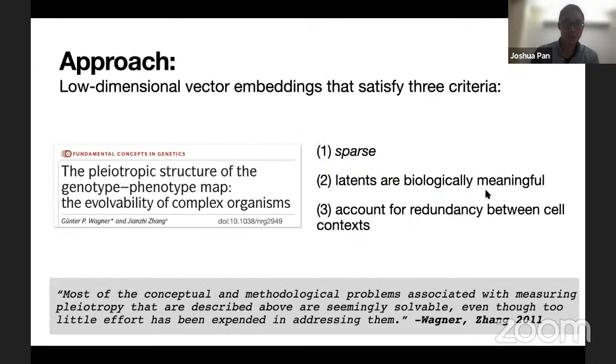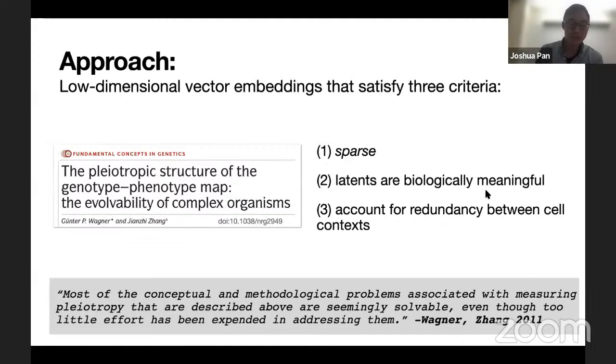So how about the approach? We probably want some low dimensional vector embedding in which genes are vectors in some latent space. In 2011, Günter Wagner and Jiangji Zhang wrote a very influential review that outlined a few criteria for inferring pleiotropy from these high dimensional biological phenotypes.